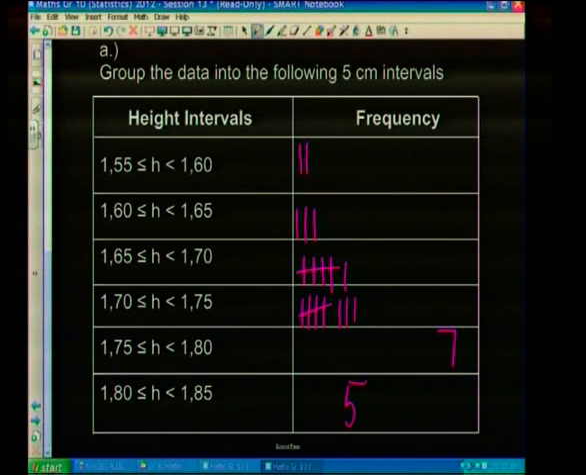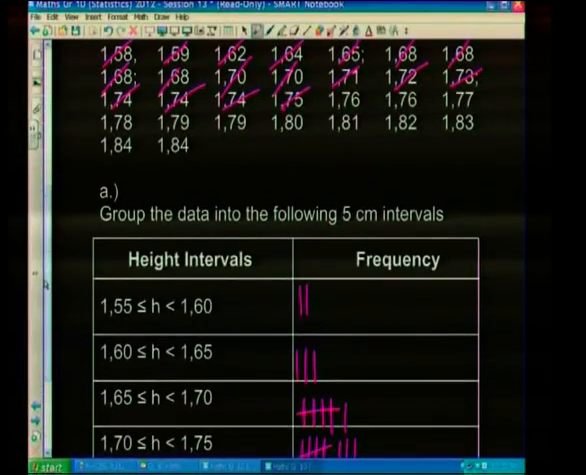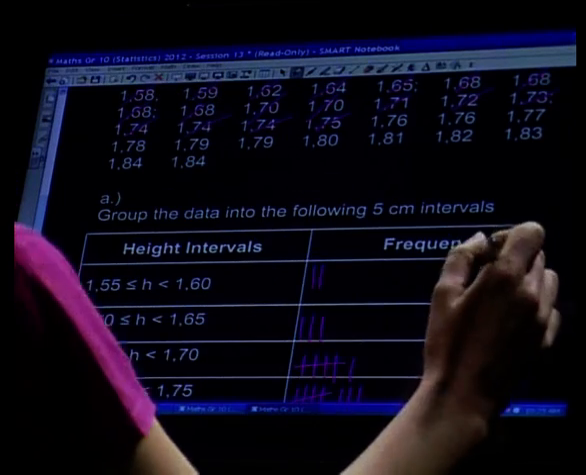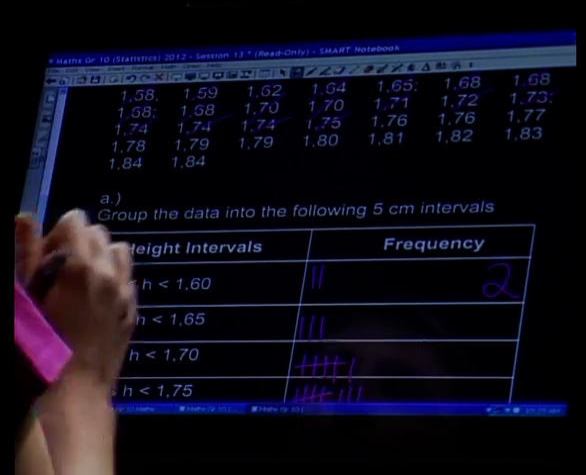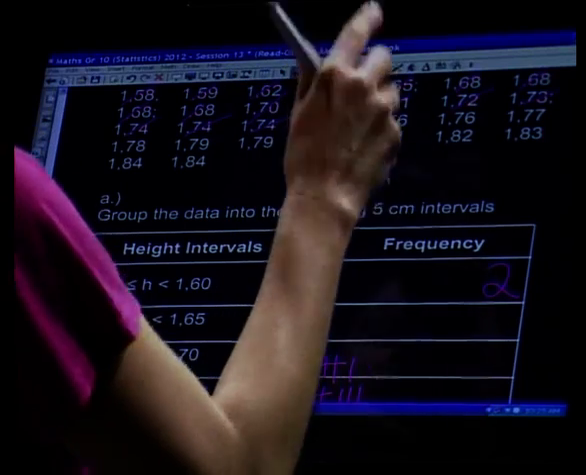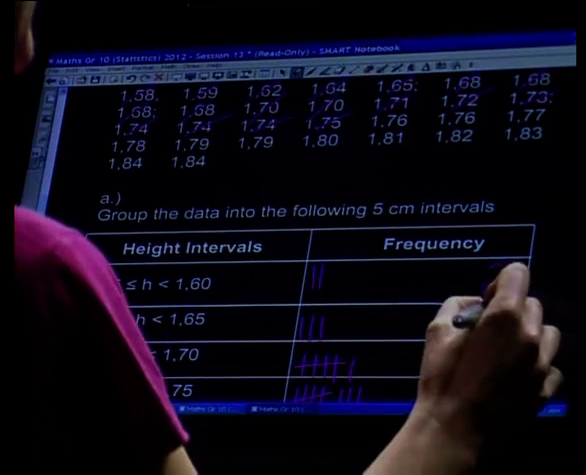I'm just going to quickly go through my data again and just make sure I haven't made a mistake. Lower than 160, there were only the 2, so that's correct. I'm going to write my frequency as 2. Between 160 and 165, 1, 2, 3. That's correct. Let's write our 3.